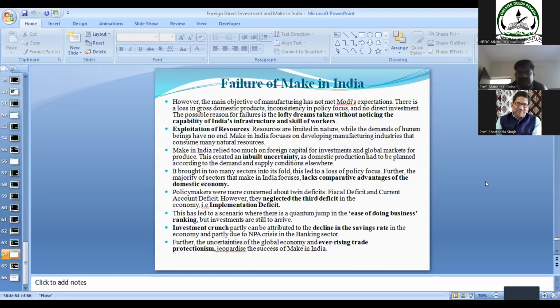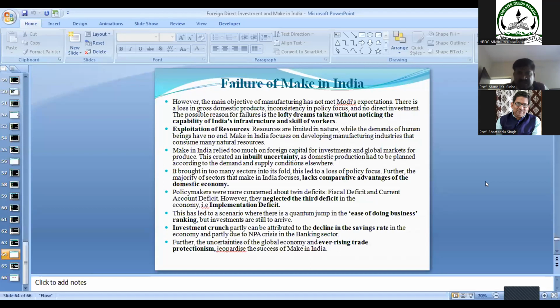Failure of the Make in India program till date. We have set up the goals for setting up the manufacturing hub in India, but we have not built the required infrastructure and skilled labor. Due to this, we are not able to fulfill the requirement to achieve the target of the Make in India initiative.